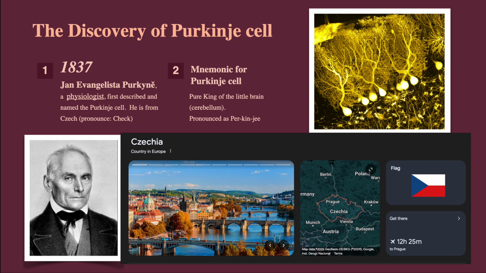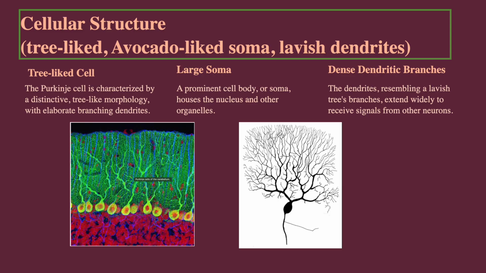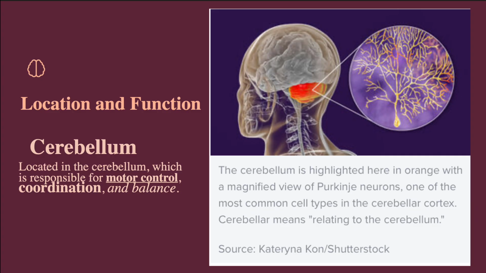It's pronounced as Purkinje. The cellular structure of the Purkinje cell is a tree-like cell. It has a large soma, which is a cell body. It looks like an avocado to me. So you can see from this picture, it has lots of avocados lining up. And last, it has dense dendrites, so it looks like a lavish tree. The Purkinje cell is found in the cerebellum, which is our little brain. It is responsible for motor control, coordination, and balance.